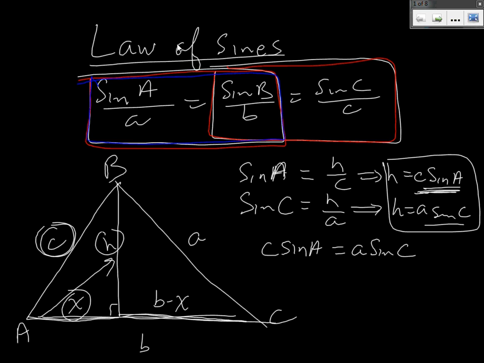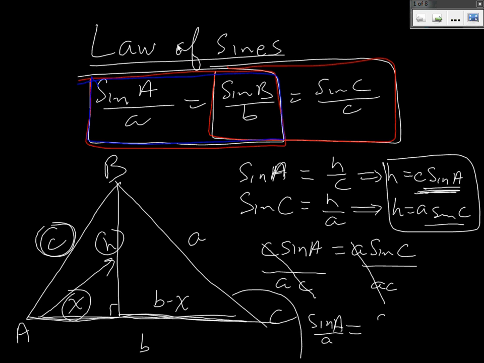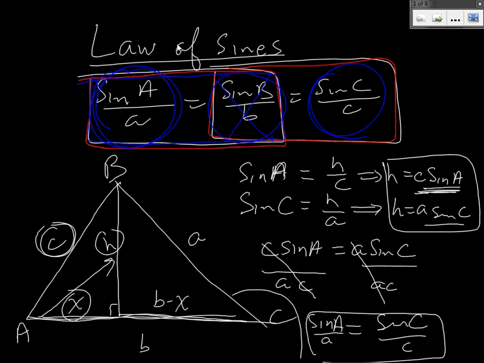Now, if I divide both sides by ac, I maintain equality. The c's cancel out by design, and I'm left with sine of A divided by little a. And here the a's cancel out, and I have sine of C divided by little c. And the little lie I made was, I said that I was going to show this equals that. Sorry, I showed that this equals that.